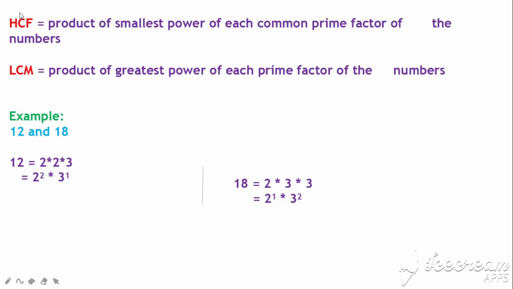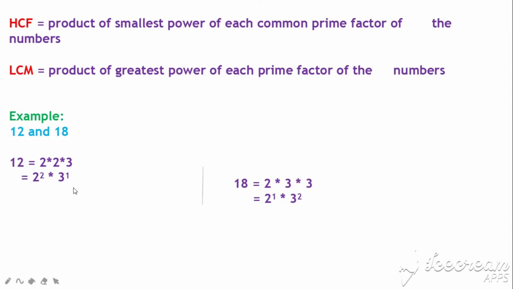What is HCF? HCF is nothing but the product of the smallest power of each common prime factor of the numbers. So you need to consider the products of primes of 12 and 18, and choose the common prime factors in both. What are the common prime factors? Here 2 square is present, and here 2 power 1 is present. So 2 power 1 is considered. Now 3 power 1 and 3 square. So among 12 and 18, 2 power 1 and 3 power 1 are the common factors.